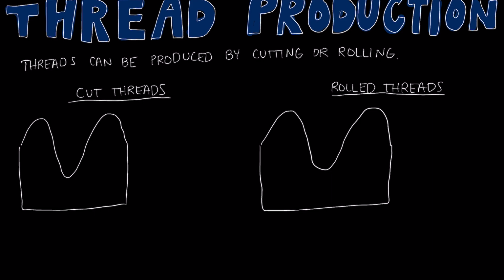Okay, so first of all, let's just define what we mean by cut and rolled threads. For cut threads, material is removed from a bolt blank, meaning really just a simple cylinder of material, with either a cutting die or a lathe. And for rolled threads, the bolt blank, that cylinder of material, is rolled between two reciprocating serrated dies.